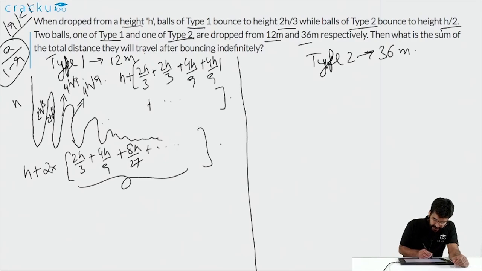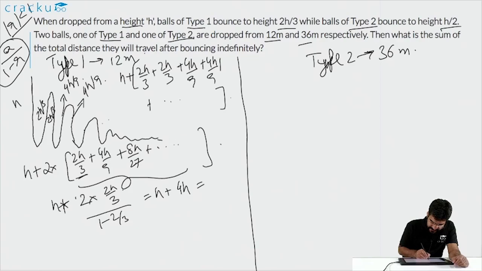Now this is a geometric progression. The first term is 2h by 3 and the common ratio is 2 by 3. So the total sum will be h plus 2 into a, that is the first term 2h by 3, by 1 minus 2 by 3, which is the common ratio. 1 minus 2 by 3 is 1 by 3. So we will just multiply the numerator and denominator by 3. So this will become h plus 4h, which is equal to 5h.